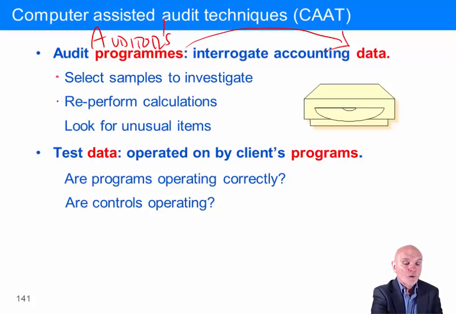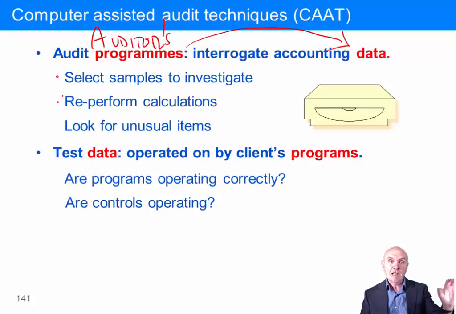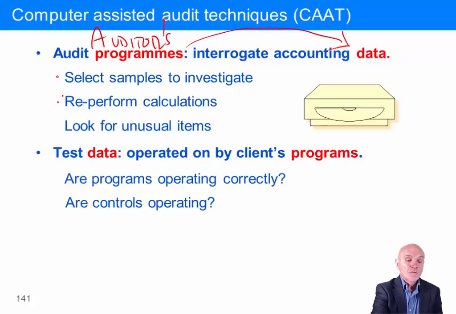You can reperform calculations. How do you know that the aged receivables report has actually been sorted properly? 30 days, 30 to 60, 60 to 90, over 90. If it's making an error, then you'd think there are hardly any old debts, perhaps. How do you know that the inventory file actually adds up to what it says at the bottom of the printout? And then you can look for unusual items.